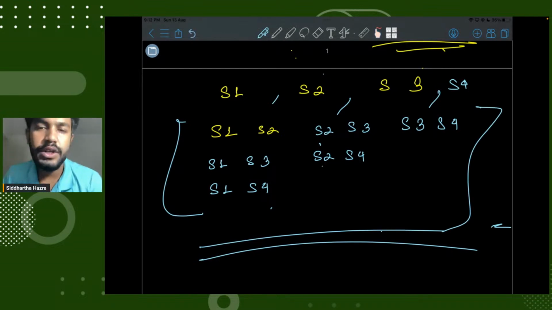This is the first thing that pops into my mind. I would compare them consecutively. So this is the brute force approach.